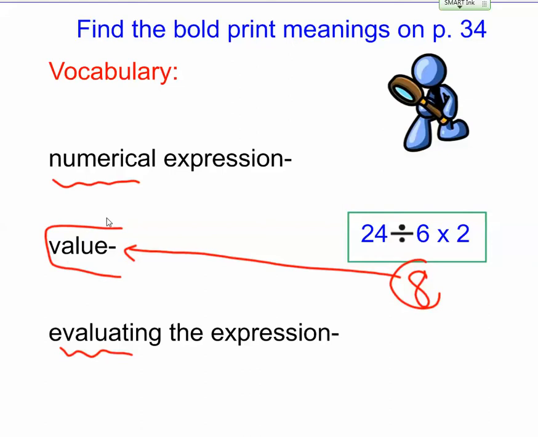The value of this numerical expression is simply the answer I get when I simplify it. So I do 24 divided by 6 and I get 4, and 4 times 2 is 8. And the rules say when there's only multiplication and division, you just go left to right, dividing and multiplying, or multiplying and dividing in order from left to right. So the value of this numerical expression is simply 8.